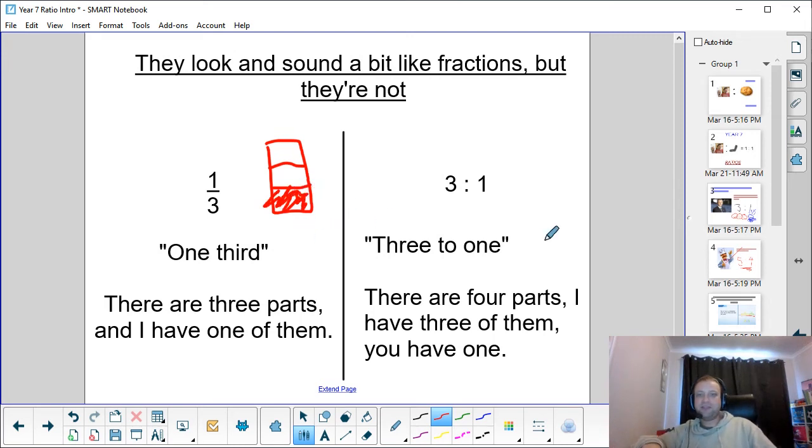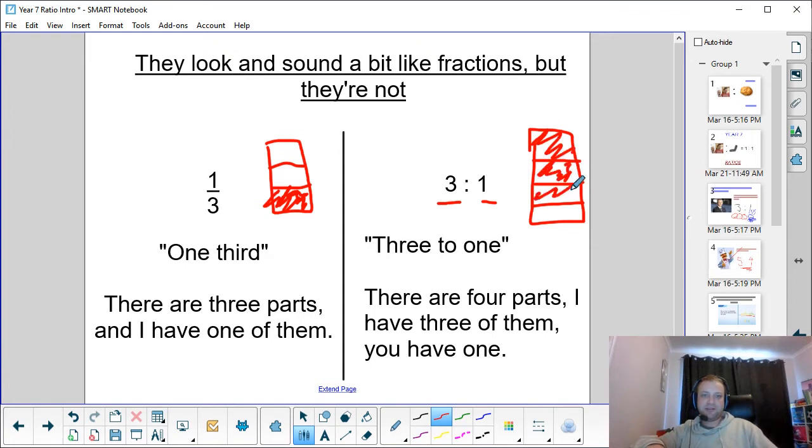Right, we know what a third looks like. So this is the ratio 3 to 1. Because there's a 3 here and a 1 there, there are 2 different sides. There are 2 amounts of parts. So this isn't 3 parts like this one is. This is 4 parts, right? Because I get to have 3 of them, and you get to have 1 of them. So my piece of chocolate is cut into 4 equal pieces, and I get to eat 3 of them.